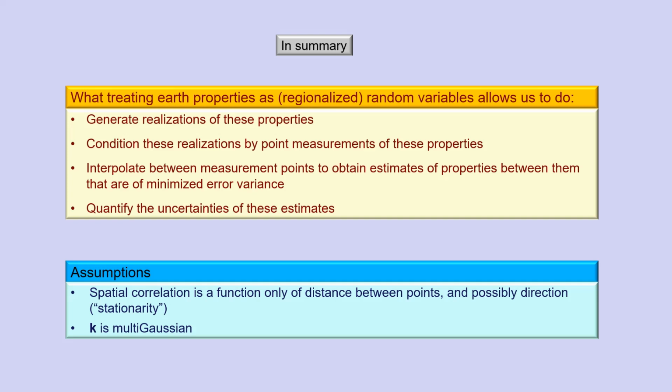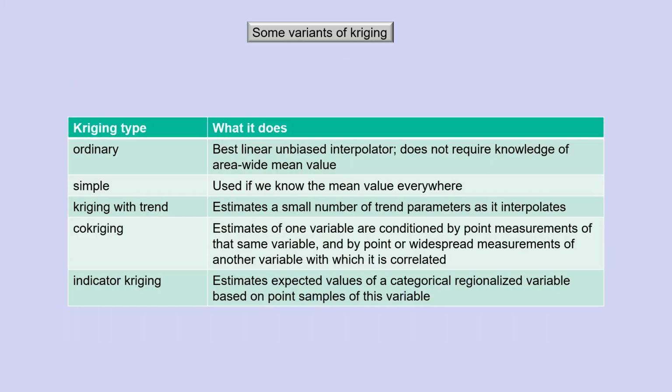We can interpolate between those measurement points in a way that gives us an estimate of the property between those points that is of minimized error variance. And we can quantify the uncertainties of those estimates. Now we can get more sophisticated, but we won't be getting more sophisticated in this video. There are different types of Kriging.